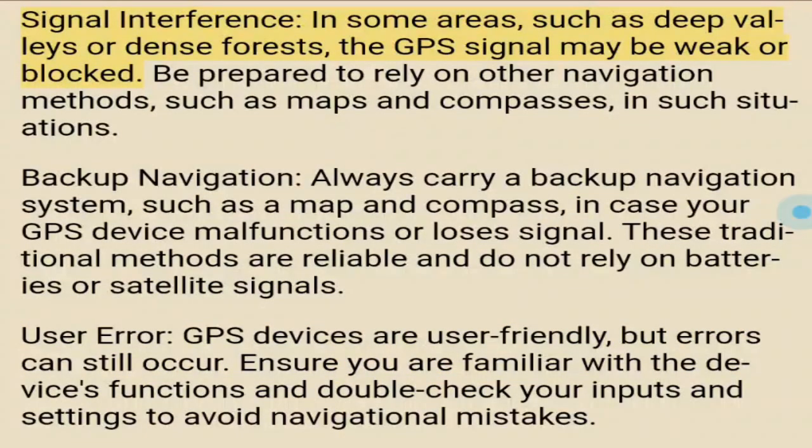Signal interference. In some areas, such as deep valleys or dense forests, the GPS signal may be weak or blocked. Be prepared to rely on other navigation methods, such as maps and compasses, in such situations. Backup navigation. Always carry a backup navigation system, such as a map and compass, in case your GPS device malfunctions or loses signal. These traditional methods are reliable and do not rely on batteries or satellite signals.